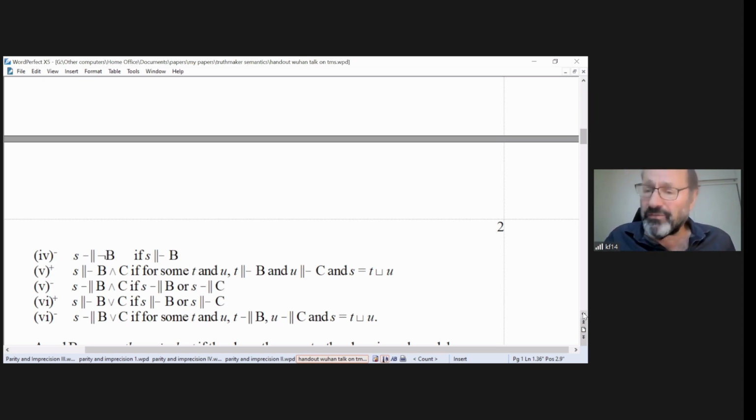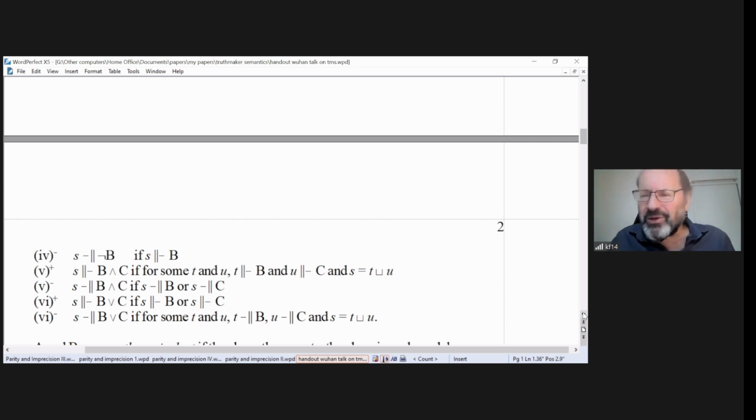Any fusion of two of those truth makers, assuming they exist, will be a truth maker for A and A. Because remember, the truth makers for A and B generally are attained by fusing truth makers for A and truth makers for B. So if I've got two truth makers for A, let's call them S and T, then S fused with T will be a truth maker for A and A. But it may not be a truth maker for A. So under a non-inclusive semantics, A and A may have more truth makers than A.